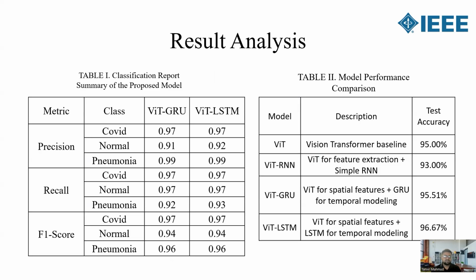This confusion matrix provides the class-wise performance of the model. You can observe that ViT-LSTM shows fewer misclassifications compared to ViT-GRU. Most confusion occurs between pneumonia and other cases, as their visual patterns are quite similar. Overall, ViT-LSTM demonstrates superior capability in identifying COVID-19 and pneumonia with high precision.